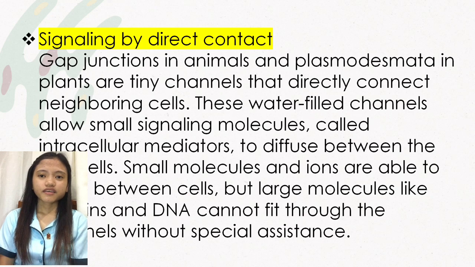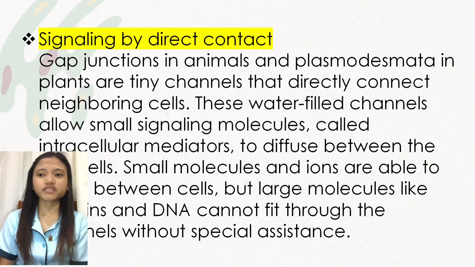The last category of chemical signaling is signaling by direct contact. Gap junctions in animals and plasmodesmata in plants are tiny channels that directly connect neighboring cells. These water-filled channels allow small signaling molecules called intracellular mediators to diffuse between the two cells. Small molecules and ions are able to move between cells, but large molecules like proteins and DNA cannot fit through the channels without special assistance.